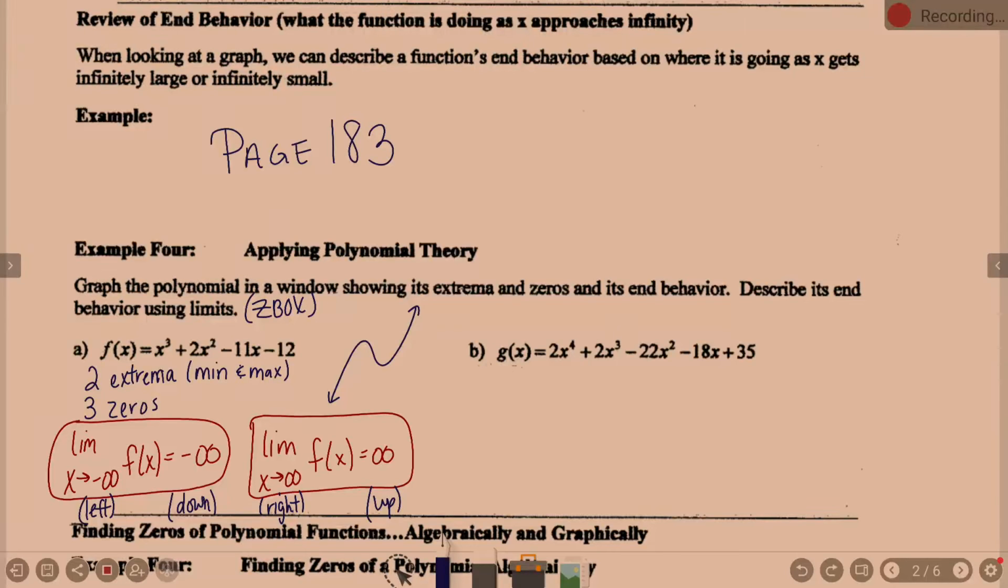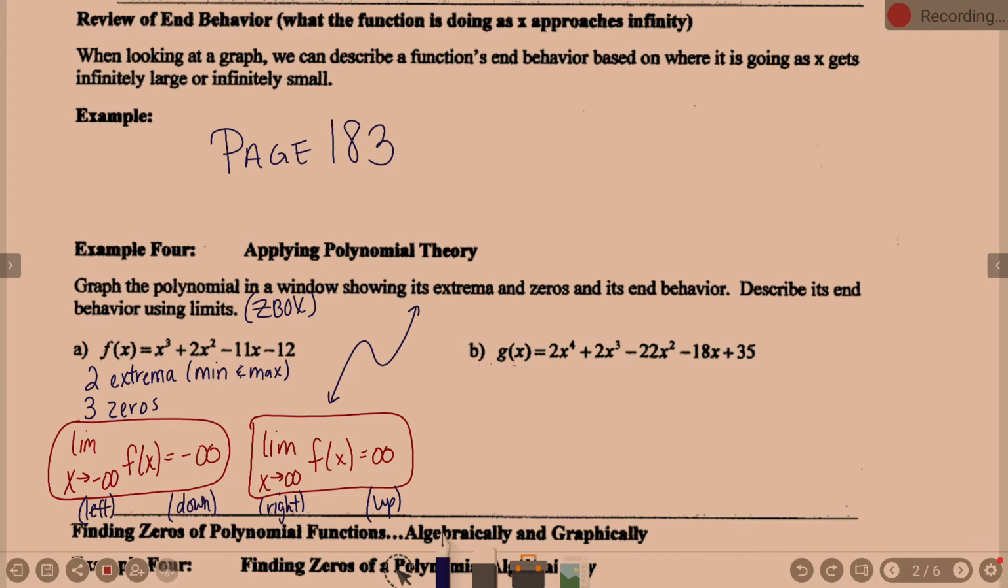Picking up where we left off yesterday with talking about end behavior. We had looked at the chart on page 183 and discussed it. We graphed example A, and I had mentioned how to use ZBox to zoom in on that part to get what you needed. We talked about there being two extrema, a min and a max. We talked about there being 3 zeros. And then we looked at our limits.